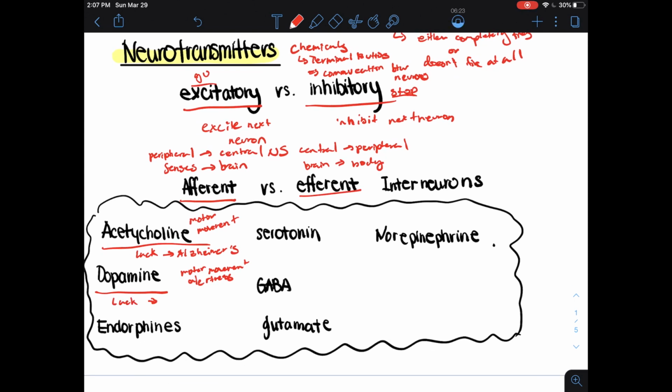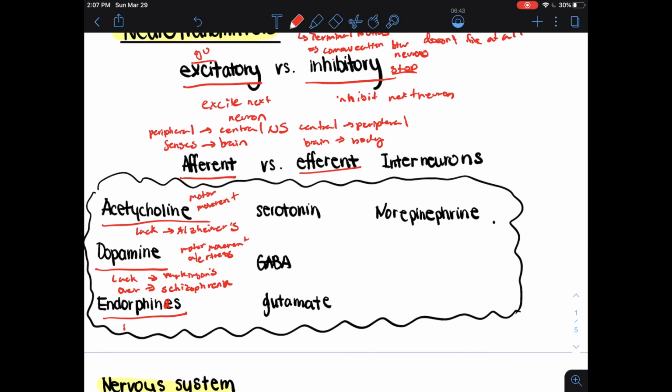Lack of dopamine results in Parkinson's disease, and overabundance is related to schizophrenia. Next one is endorphins. Endorphins are associated with pain control. So when you take opioids, they are pretty much just artificial endorphins. And this is also what obviously leads to drug addiction.